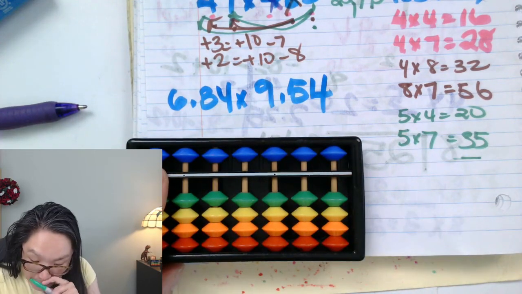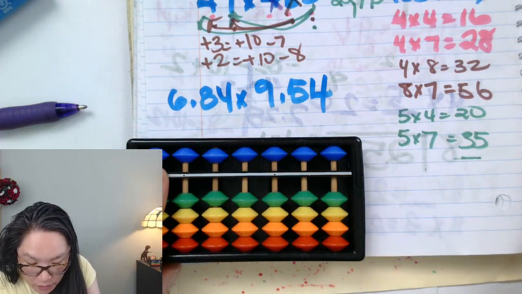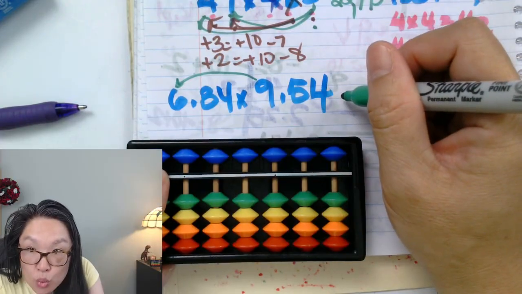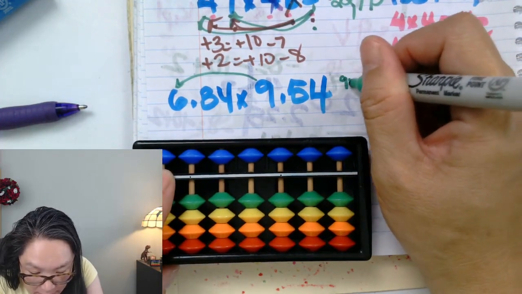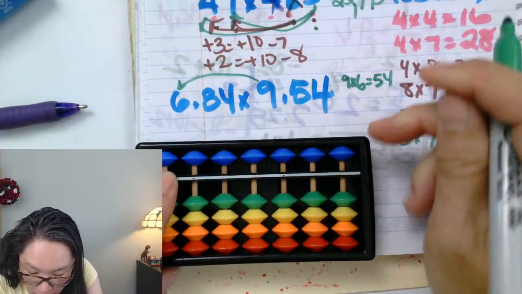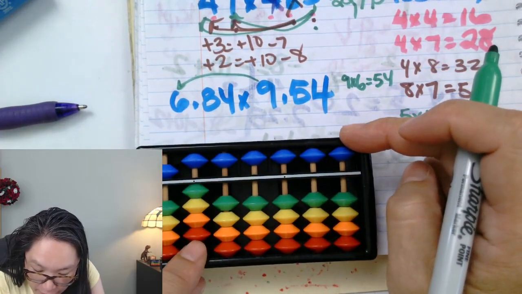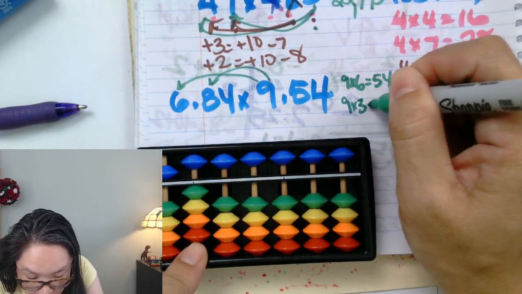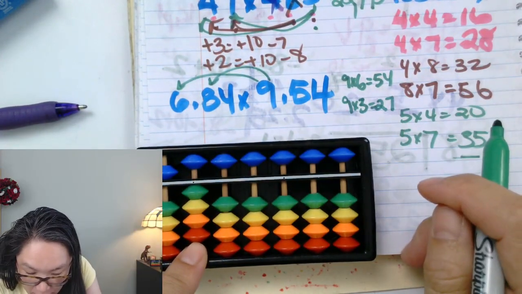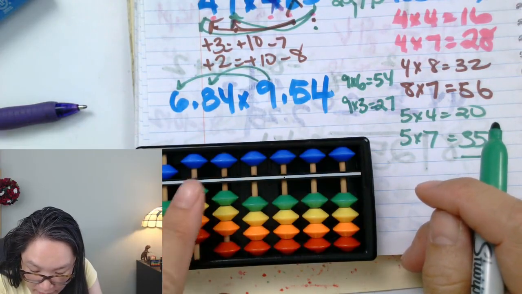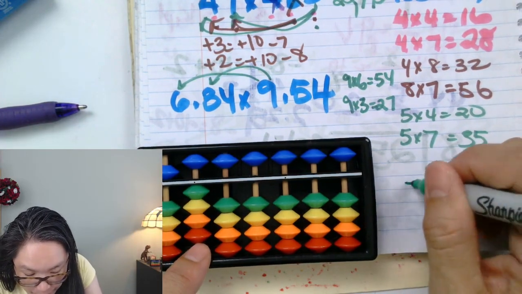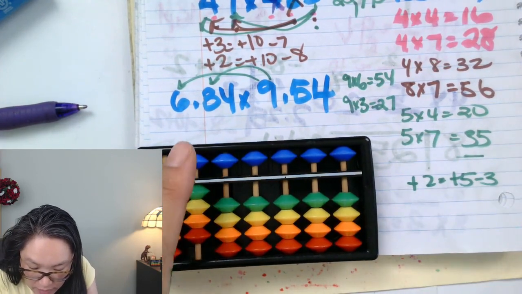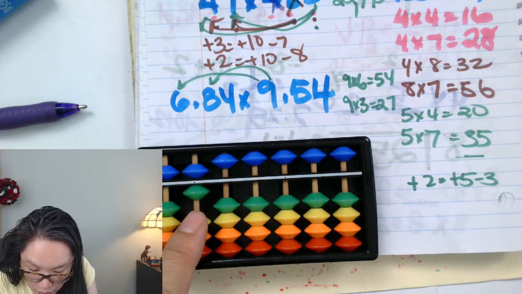Does that make sense? So we're going to have like our stuff. So what are we going to do? We're going to do 9 times 6. 9 times 6 is 54. Add my 5, add my 4. 9 times 3 is 27. I add 2, I add 7. I add 2. Plus 2 is equal to plus 5 minus 3. I add 2 and I add 7.